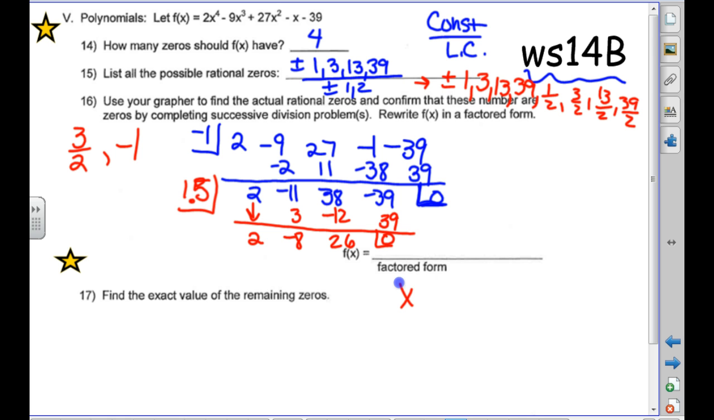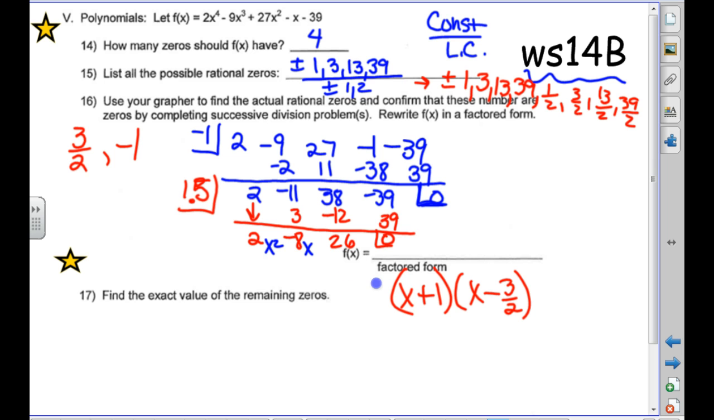X plus 1, x minus 2 times 3 halves, 3x. This remainder, or this business down here, represents 2x squared minus 8x plus 26.